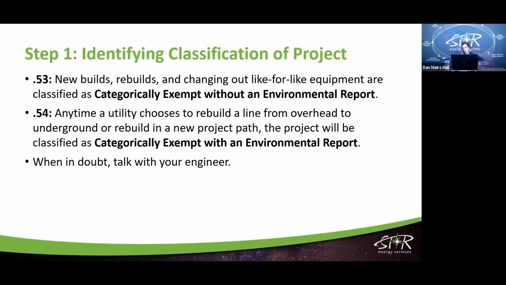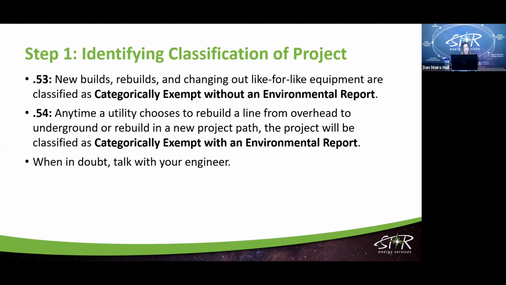So a project that qualifies as a .54 would be anytime a utility chooses to rebuild a line from overhead to underground or rebuild in a new project path. So again, at any point, changing the project path from its existing path would put it as a .54. These projects would be classified as categorically exempt with an environmental report. This also includes new line builds, which are code 200.